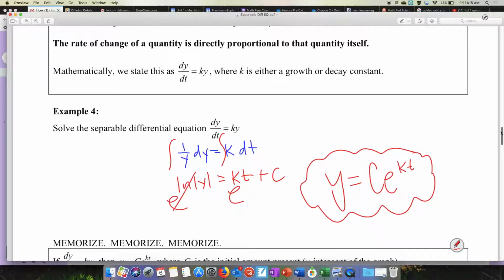So guess what? This is now the second time you've done this calculus. When you see the words, the rate of change of a quantity is directly proportional to the quantity itself, boom, y equals c e to the kt. You don't have to do it again.